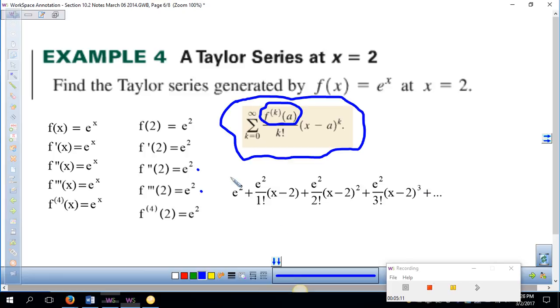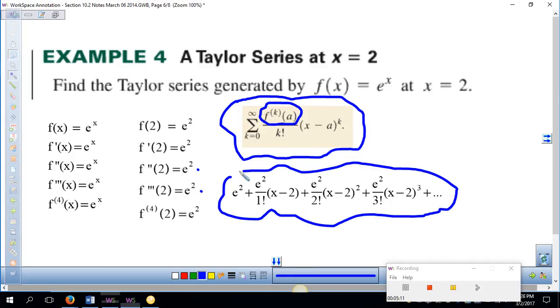And here is our Taylor series generated by f of x equals e to the x, centered at x equals 2. So that means this series would match the function e to the x as long as we're in the neighborhood of x equals 2.